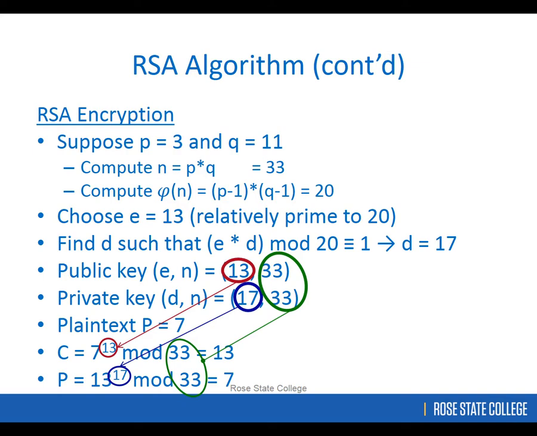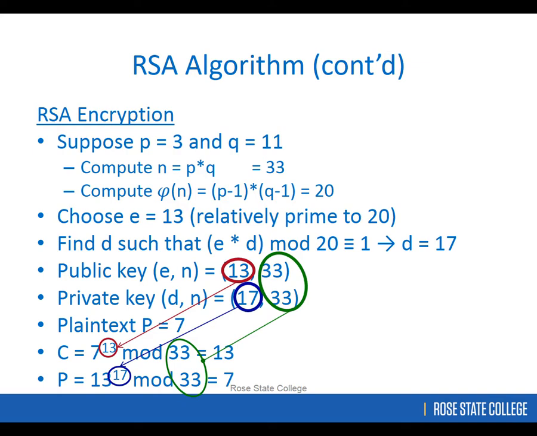Choose E as 13. I will give you the 13, which is relatively prime to 20, because it needs to be relatively prime to the totient of N. If for some reason yours is not, just use the one I give you, because again, the numbers are kind of too low to make this really easy to do. Find D such that all that. We're going to show you how to do it in a second. D is 17. I will show you how to get D. We haven't got there yet.